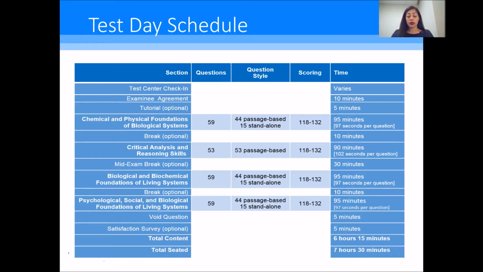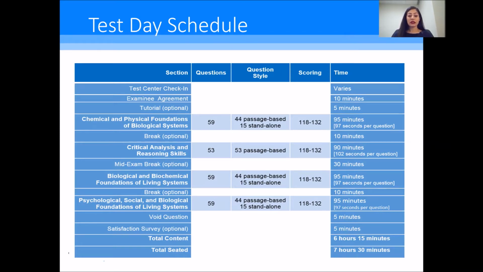Once the tutorial is finished, you hit the first section. That's the Chemical and Physical Foundations of Biological Systems, and it's 95 minutes long, okay? After that, you have an optional 10-minute break, and I definitely recommend that you take those breaks. Your eyes definitely need a rest from staring at this screen that is constantly putting light out at you. It's black text on a white background, and after 95 minutes of staring, your eyes really need a break.